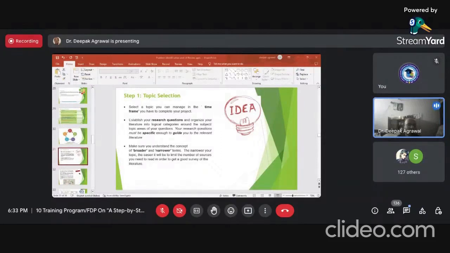Establish your research questions. Organize the literature into logical categories, which may again be related to your subject, topic, or areas of your questions. So be specific. Make sure you understand the concept, that is, the broader and narrower terms. The narrower your topic, the better it is to understand. I try to identify the reasons for the increase in non-performing assets in the banks. NPA stands for, in very simple terms, the debt or loan provided by the bank which is not recoverable.